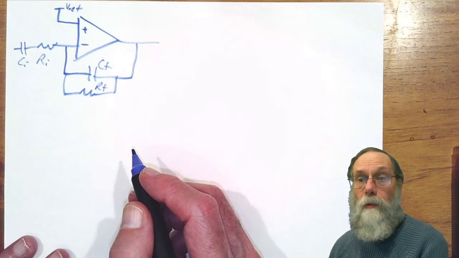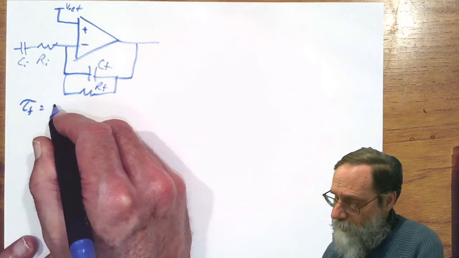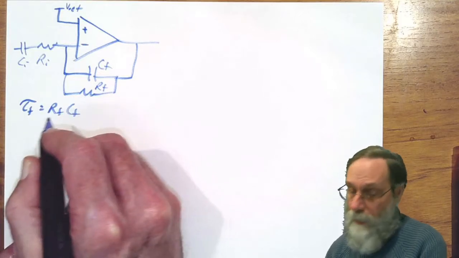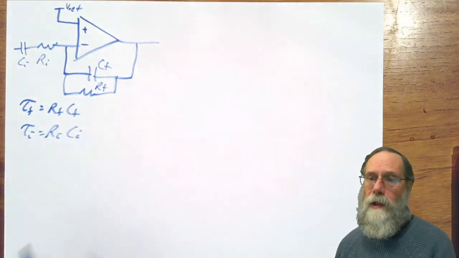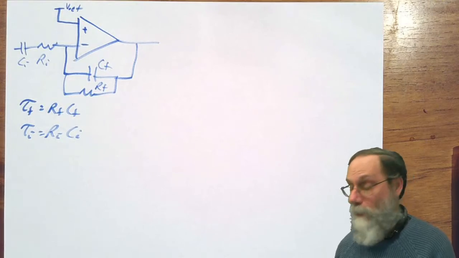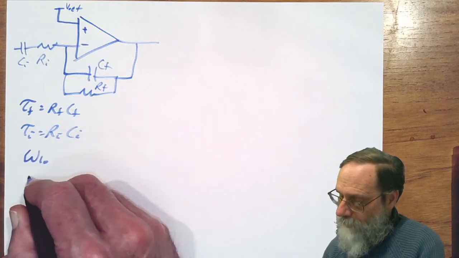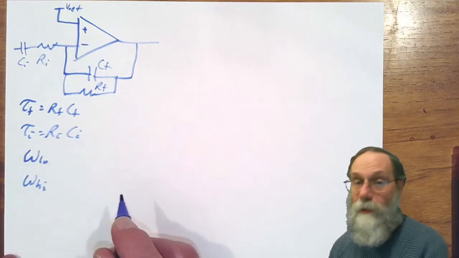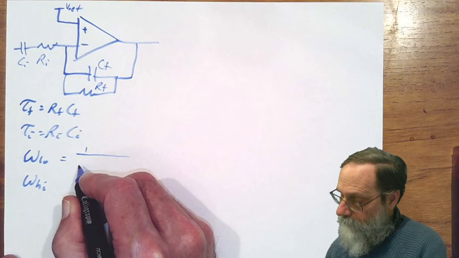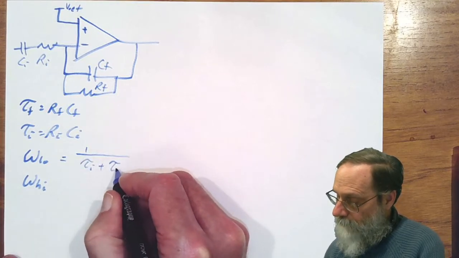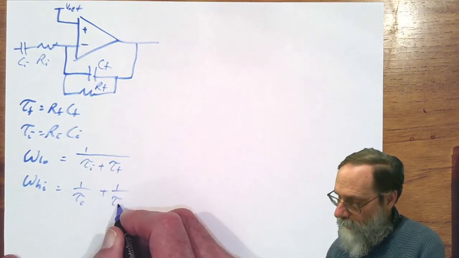And let's do one thing to simplify the notation a bit. Let's say that we've got two time constants. Tau F is RFCF, and tau I is RICI. So it's just to avoid having to write RFCF and RICI all over the place. And we had previously derived the angular versions of the corner frequencies, omega low and omega high, to be 1 over tau I plus tau F, and 1 over tau I plus 1 over tau F.